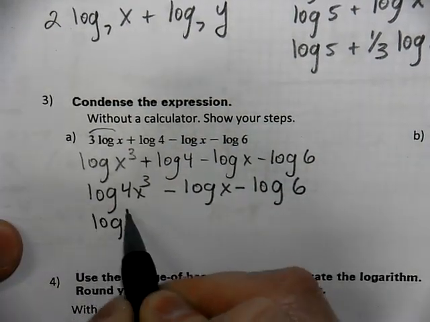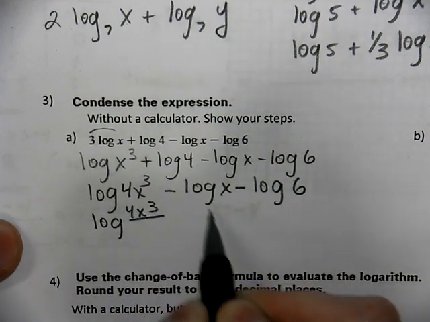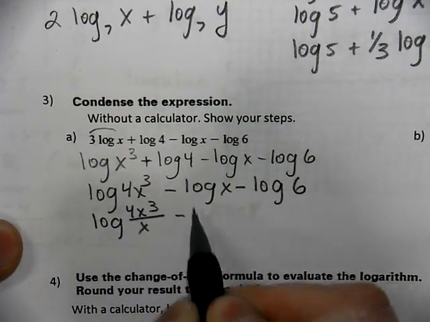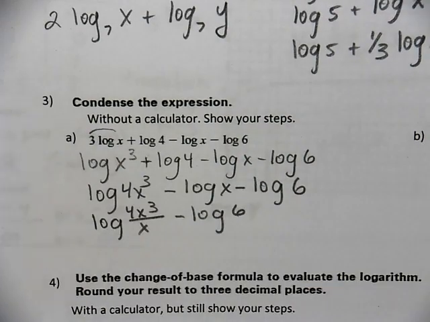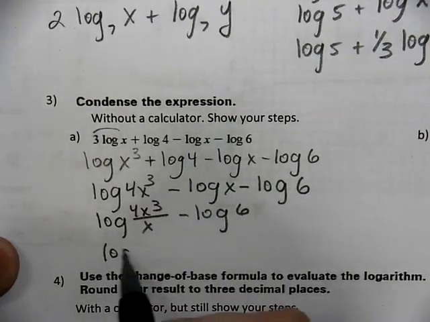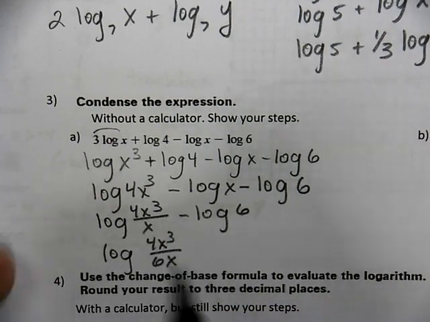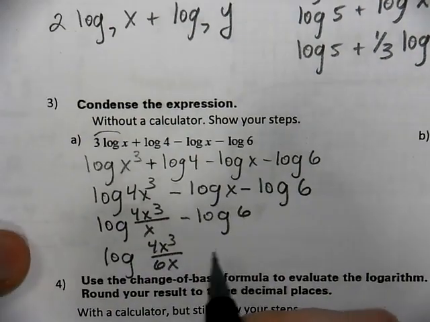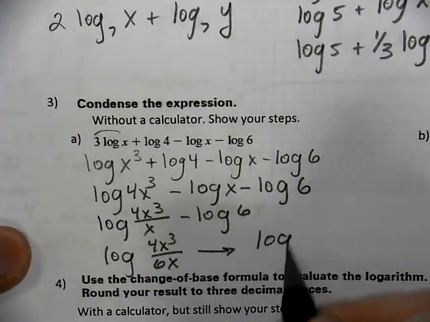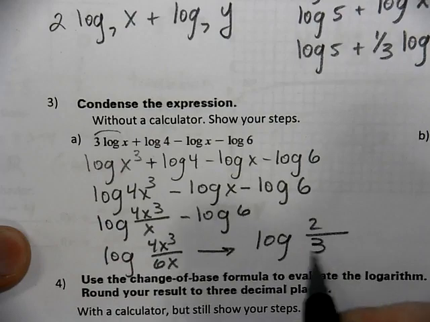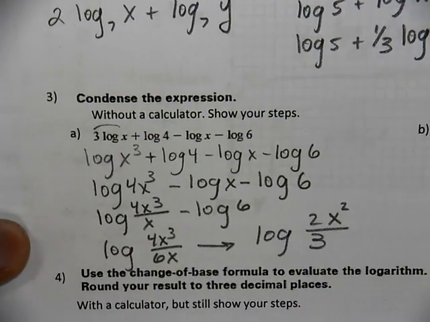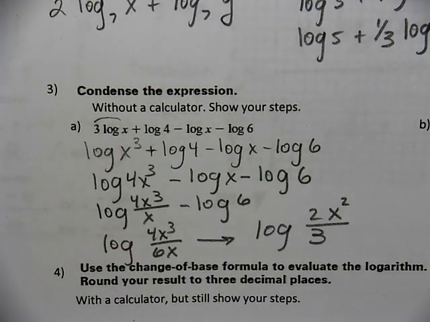So we'll take the 4x cubed and put the x underneath it. Then we'll take the 4x cubed and put the 6 down with the x. And then I can simplify. The 4/6 can be simplified to 2/3, and the x cubed over x, there are 2 extra x's on top, so it's x squared.